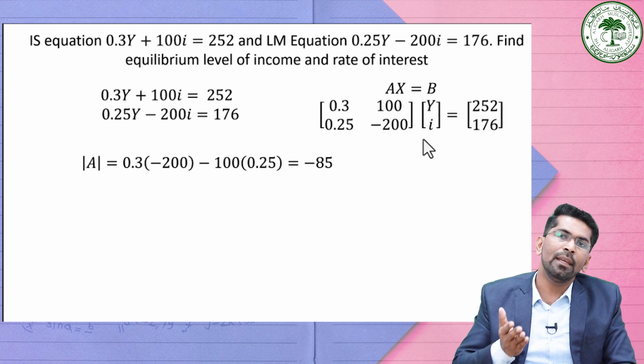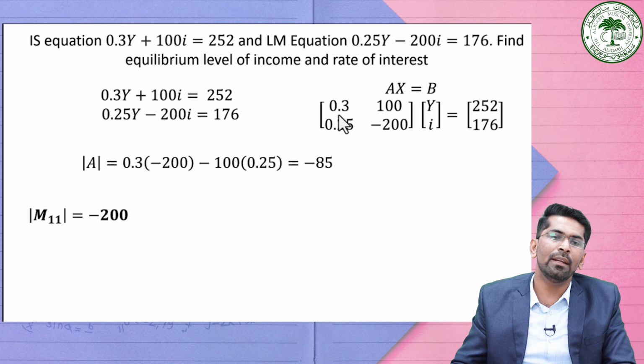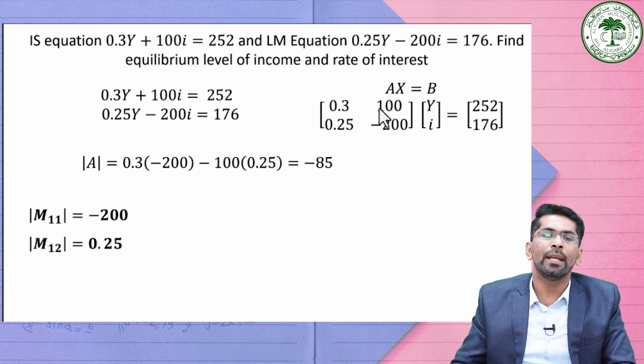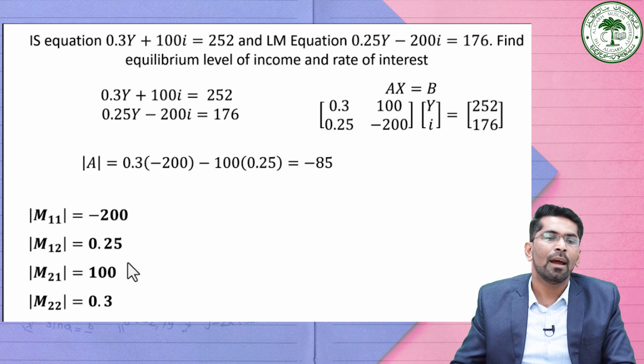After finding the determinant value, what is the next step? We want to find the minors. The minor of the first element, that is 0.3, by crossing the first row and column, is equal to minus 200. Then the second minor, the minor of 100, by crossing the first row and the second column, what remains here is 0.25. The third minor, M21, is the minor for 0.25. We cross the first column and the second row, and what remains here is 100. Similarly, for the fourth minor, we cross the second row and the second column, which leaves 0.3 here. So the minors are minus 200, 0.25, 100 and 0.3.